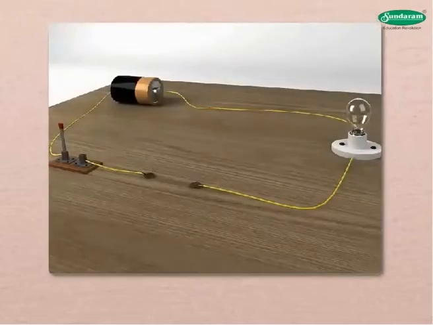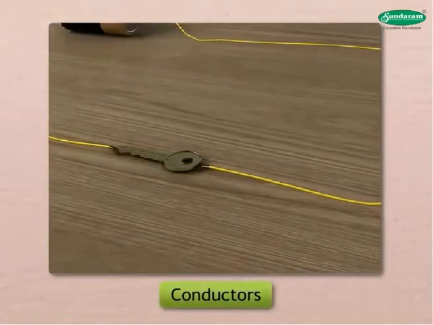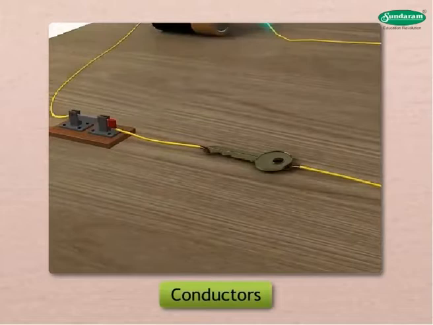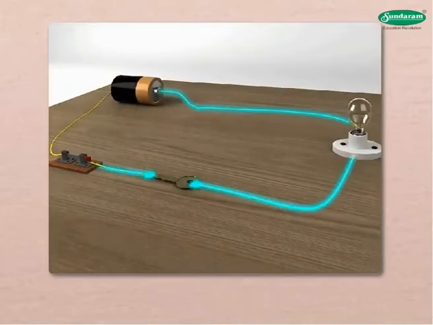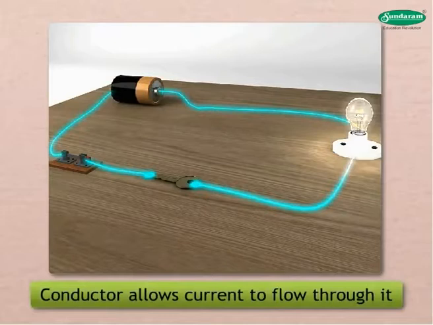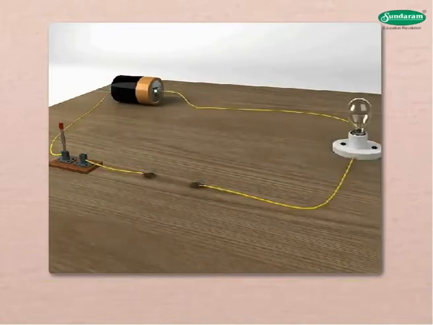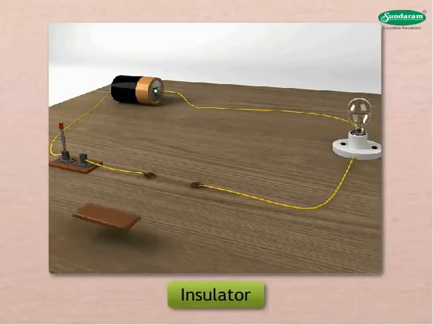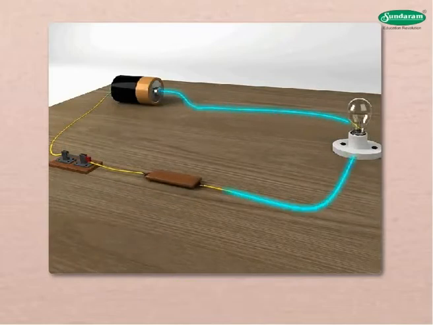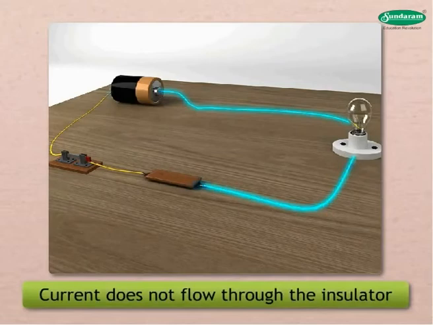In order to check this property, connect a conductor like a key in the circuit and close the switch. We see that current is flowing through the conductor. That is, the conductor allows current to flow through it. Now move the conductor and place an insulator, like rubber, in the circuit and close the switch. We see that the current does not flow through the insulator.